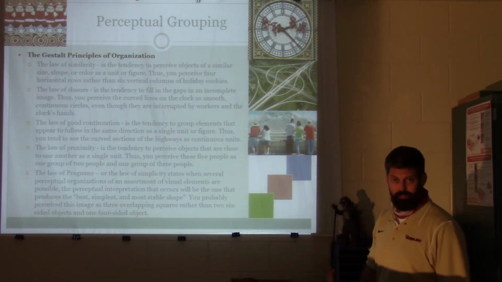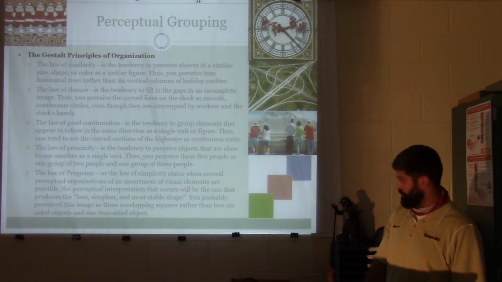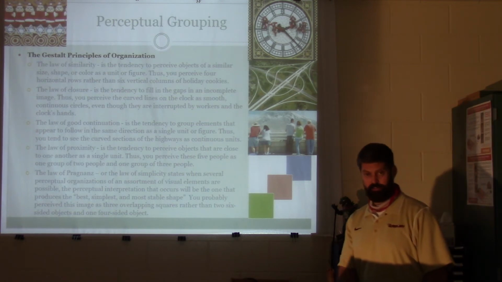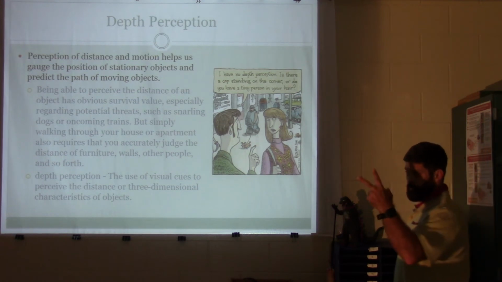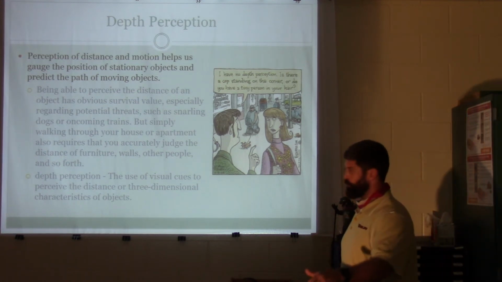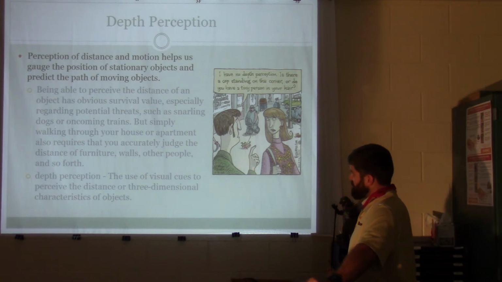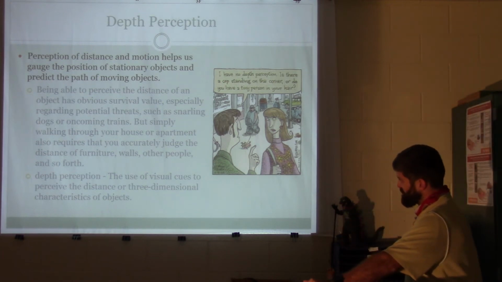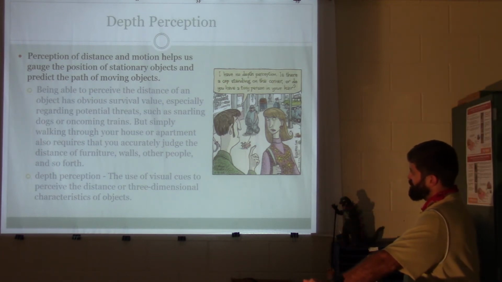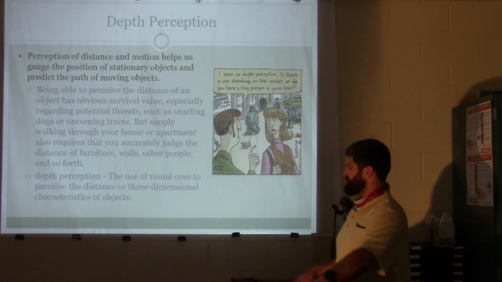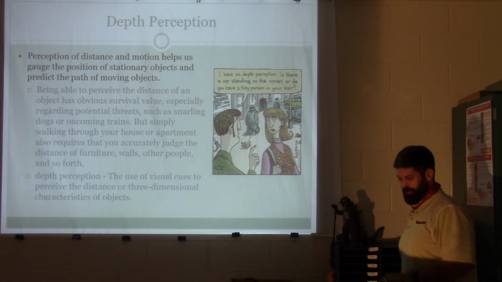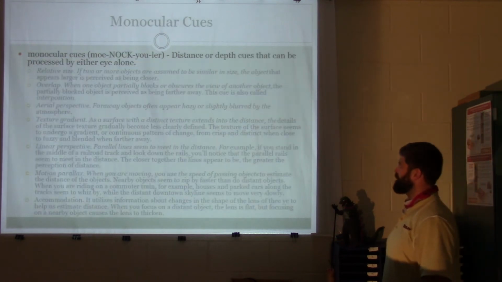But we perceive them in this most simple form, which would be three overlapping squares. All right, depth perception. So how we perceive depth in the world, which is really important for a human. Perception of distance and motion helps us gauge the position of stationary objects and predict the path of moving objects. Depth perception is the use of visual cues to perceive the distance of three-dimensional characteristics of an object.